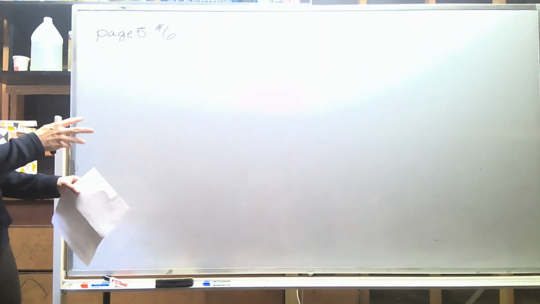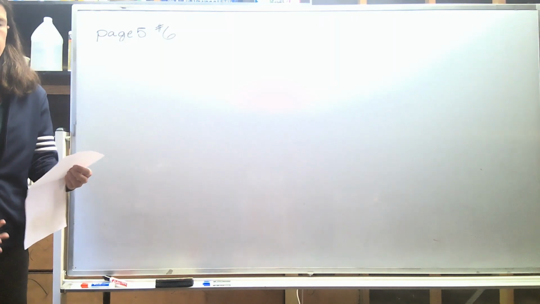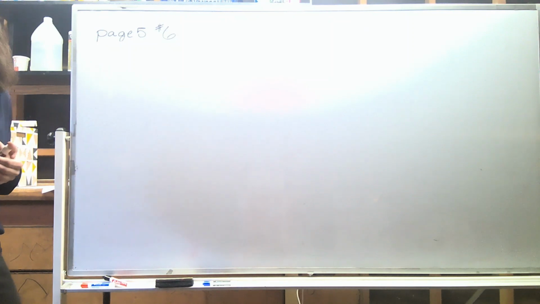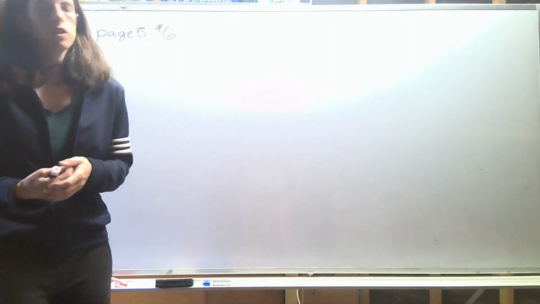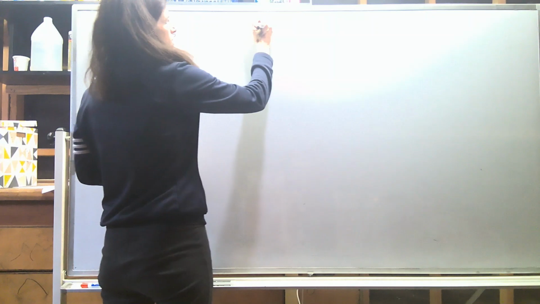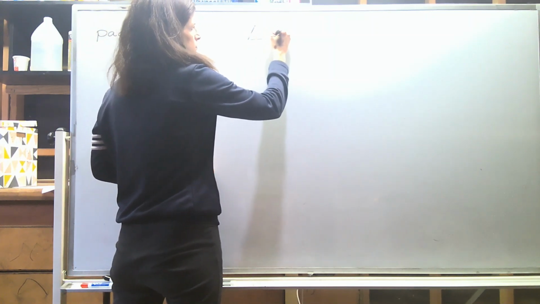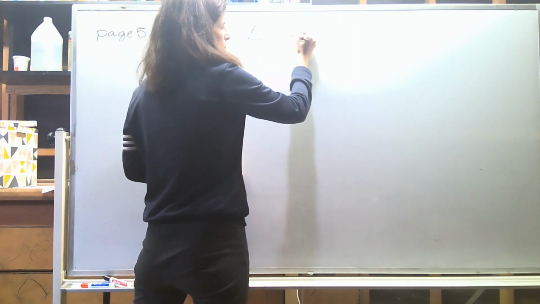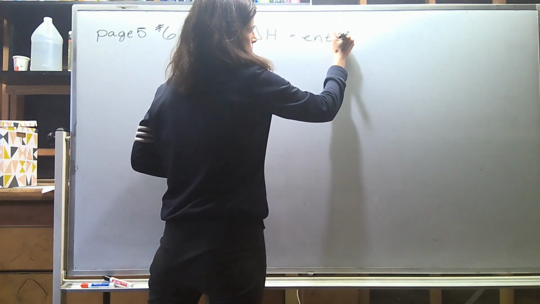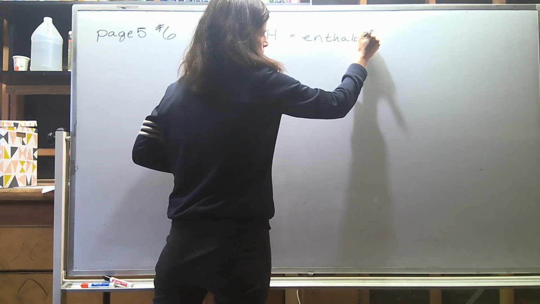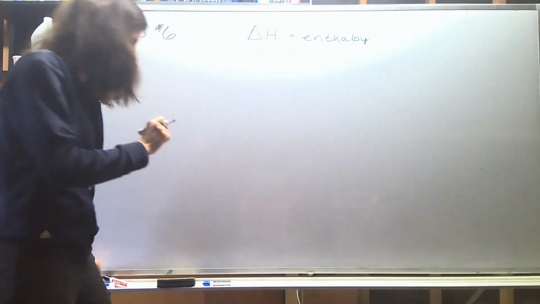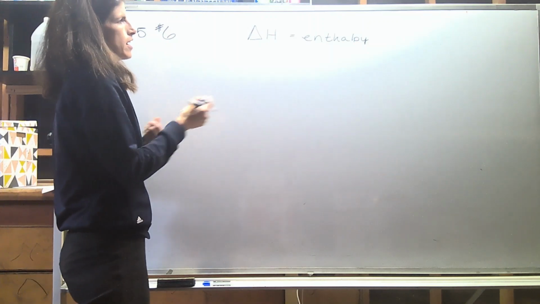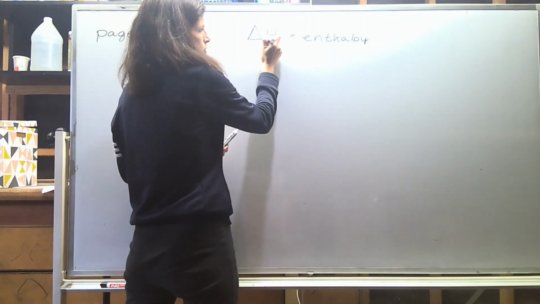Alrighty, let's attempt number 6 on page 5. This problem is a little bit different. It's asking us to solve for the enthalpy of neutralization. So what that is, delta H. We can call delta H enthalpy. What helps me remember that the word enthalpy corresponds to delta H is the fact that there is an H here.